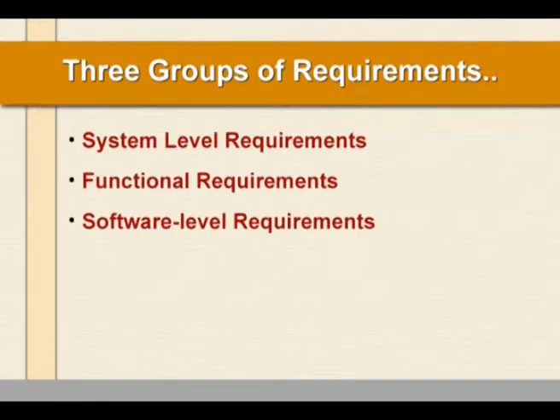Now, you can easily understand through these complex steps and processes related to library automation that we need to understand what are the system level requirements and functional requirements related to an ILS. Now, let us consider the three groups of requirements. First, we will be studying system level requirements, then we will be studying functional requirements related to ILS, and at the end we will be studying what are the software level requirements we need to study before selecting an ILS.